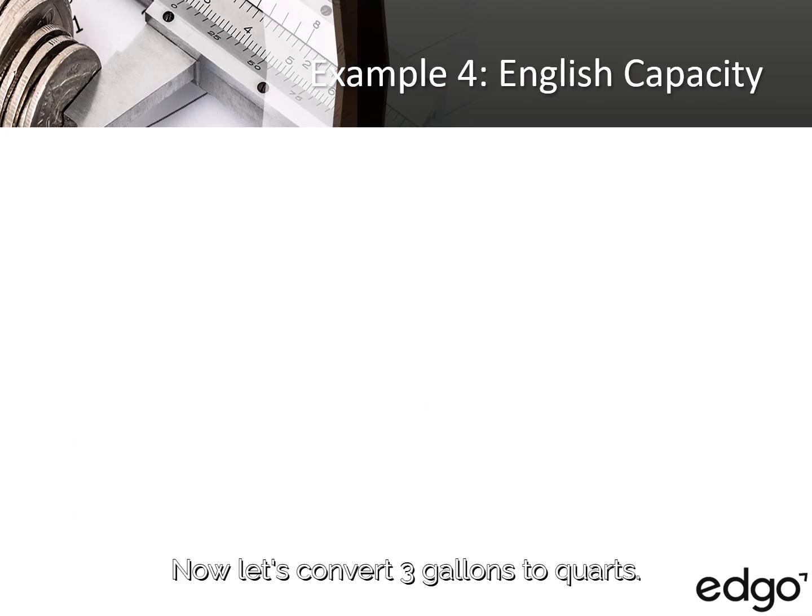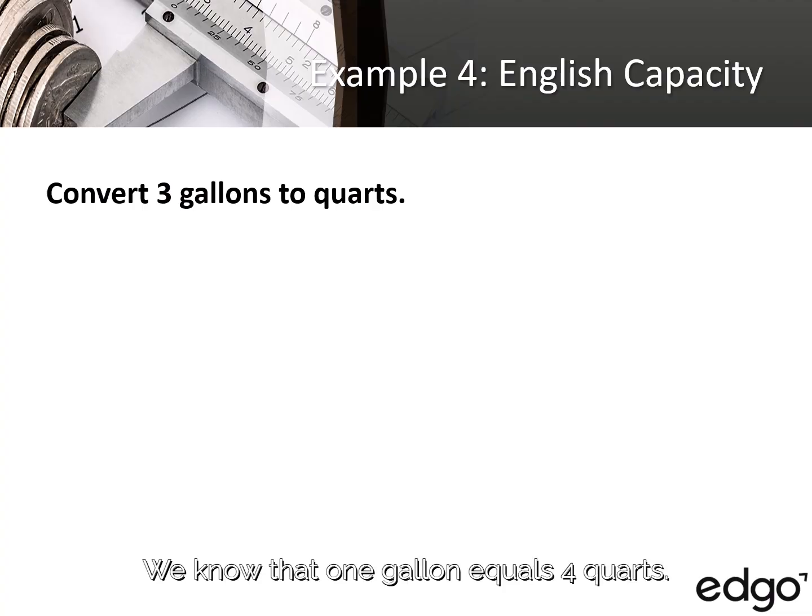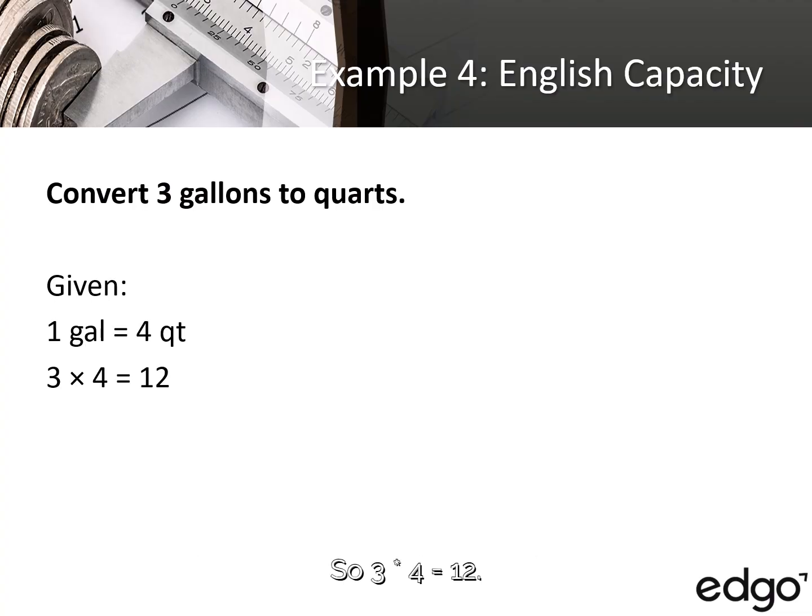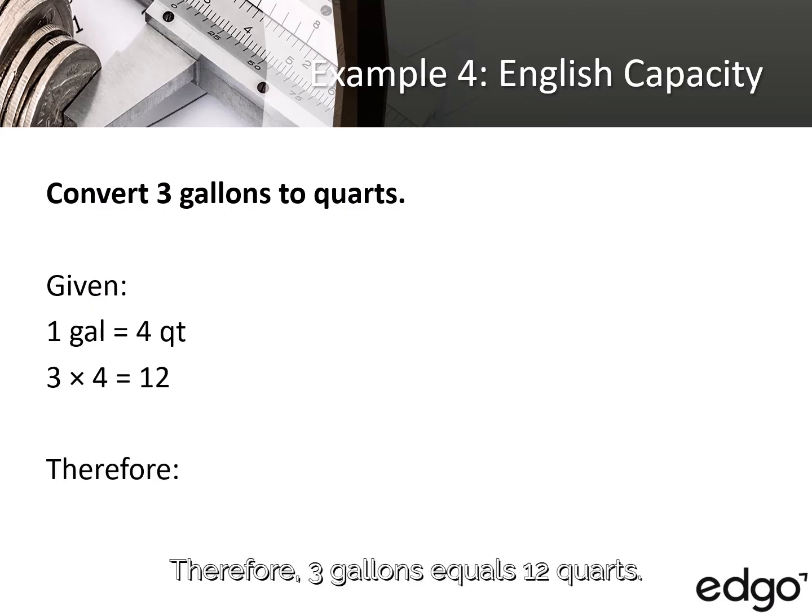Now let's convert 3 gallons to quarts. We know that 1 gallon equals 4 quarts. So, 3 times 4 equals 12. Therefore, 3 gallons equals 12 quarts.